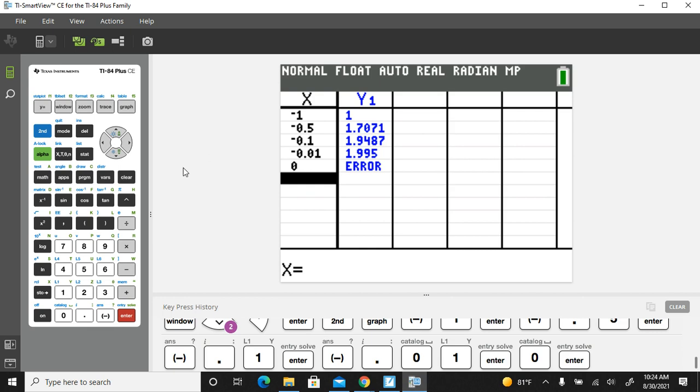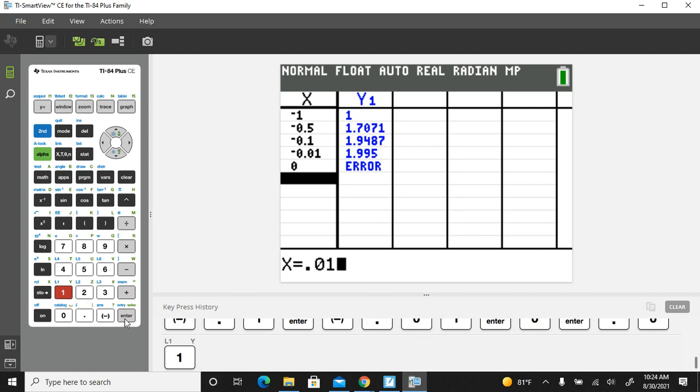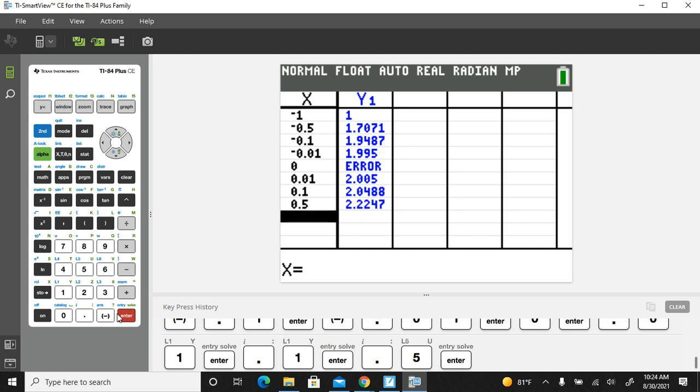All right, but we can go ahead and fill out the rest of it here. So just going across my table, I could put positive 0.01, 0.1, 0.5, 1. And that's how you can get every value on your table very, very quickly. So it's really nice and convenient if you want a bunch of function values.